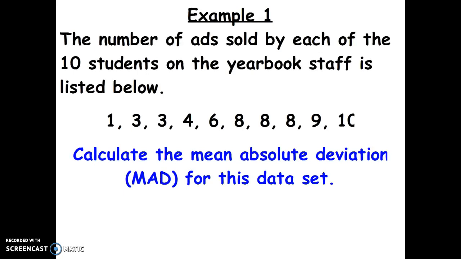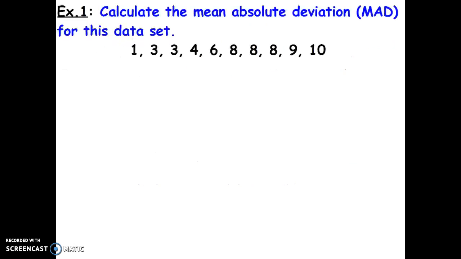Examples. Example 1. The number of ads sold by each of the 10 students on the yearbook staff is listed below. Calculate the mean absolute deviation, or MAD, for this data set. Okay, so we'll calculate the MAD by creating kind of a chart or table. So the first thing that I need for you to do is actually find your mean.